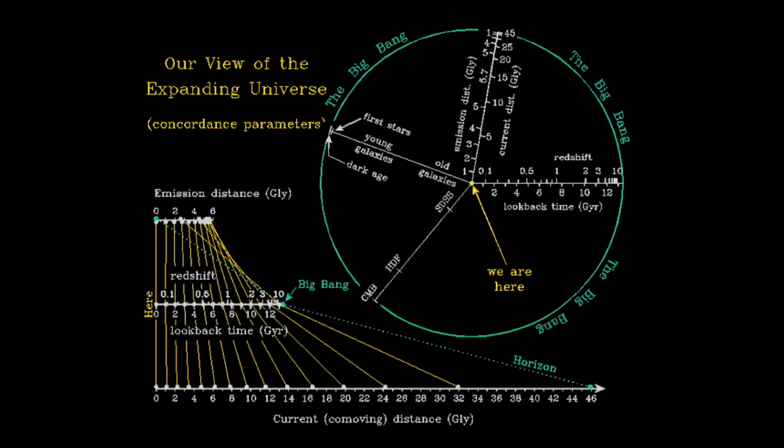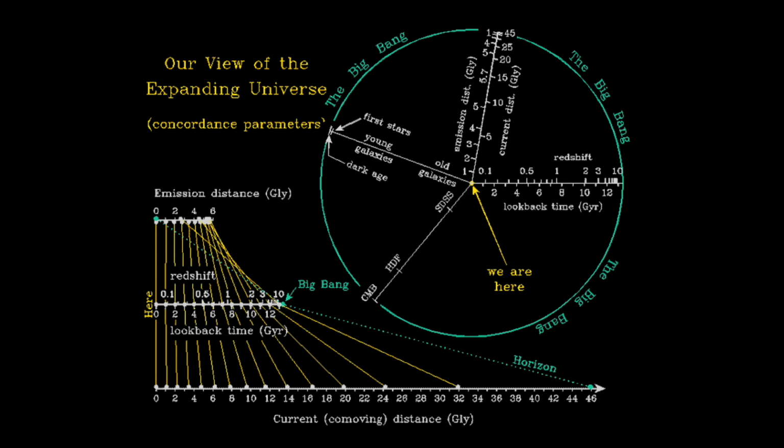The current distance is the current proper distance. The emission distance is the proper distance at time of emission. See, that's where we get those things from. That's exactly what those previous slides were. Proper distance at time of emission, proper distance now. That's what those two things mean.